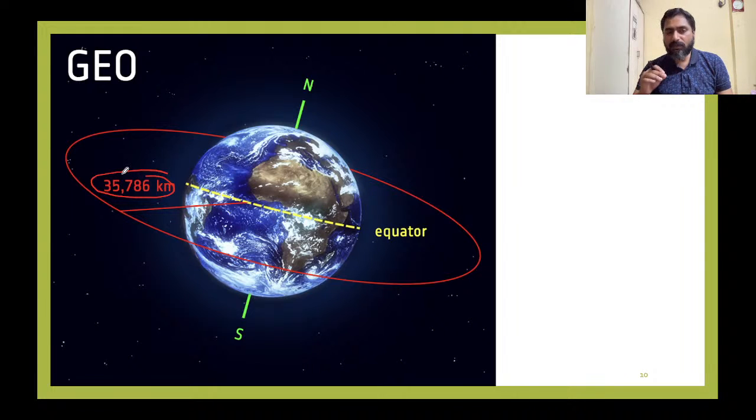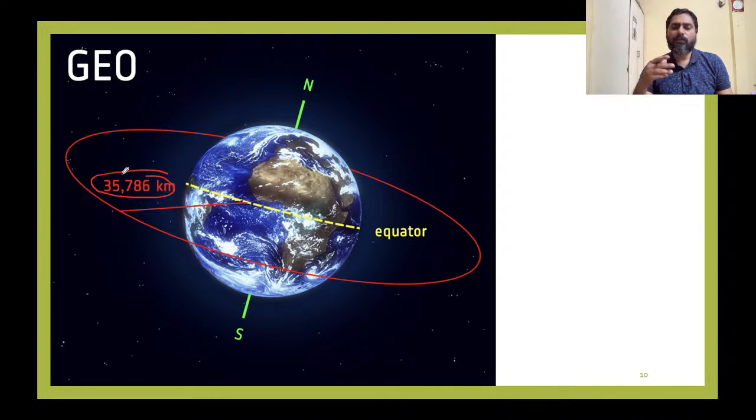If you place any object in this geostationary orbit, it appears to be stationary with respect to Earth. Why does it appear stationary? Because its revolution speed is the same as the rotation speed of Earth. So if Earth makes a rotation in 24 hours, the satellites in this orbit will make one revolution in 24 hours. That is why it appears to be at a particular position only.